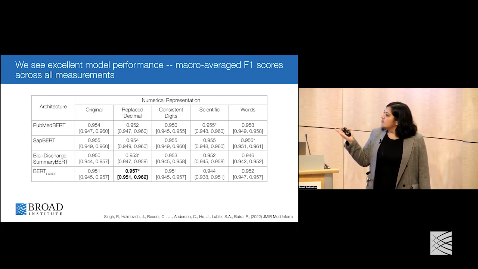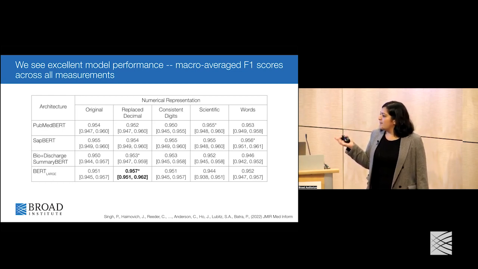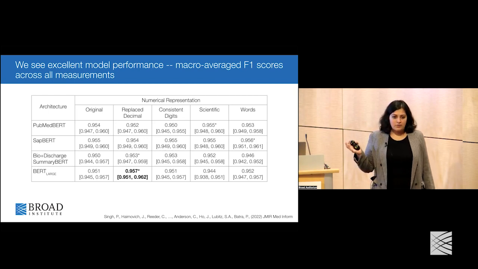So you see, they're all very, very close, all within error bars. But I guess numerically the best is just a standard BERT model with a simple numerical representation scheme, which gets you about 0.957 macro F1.